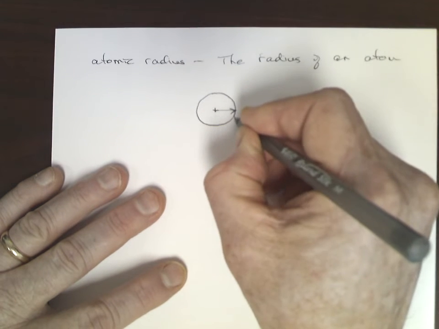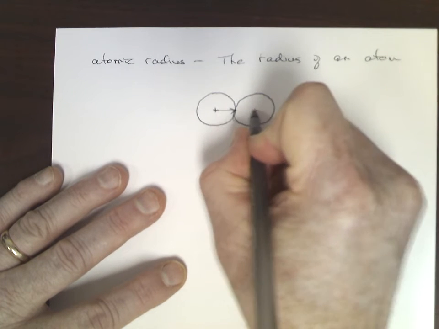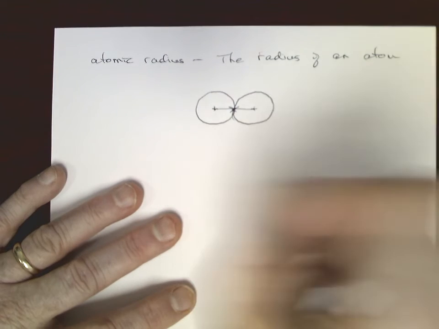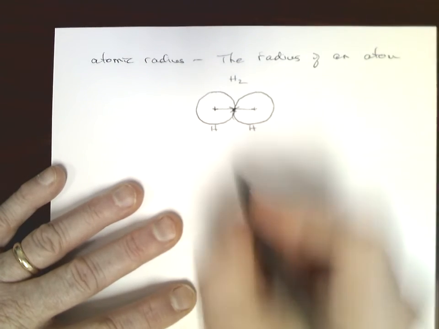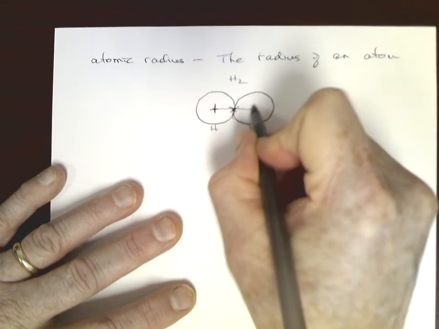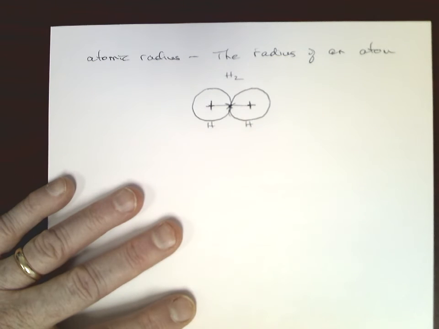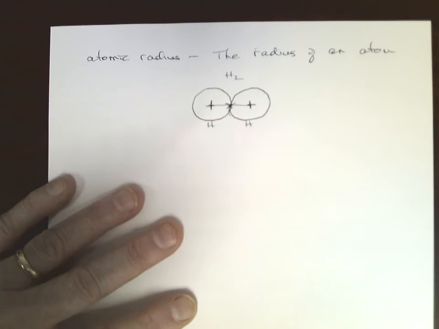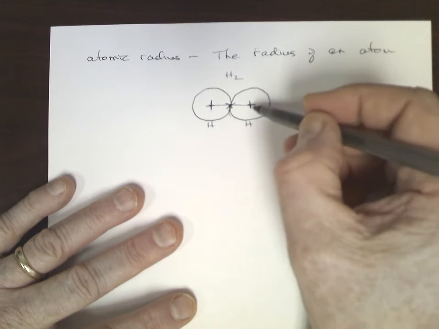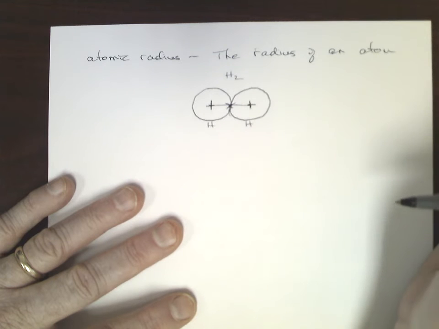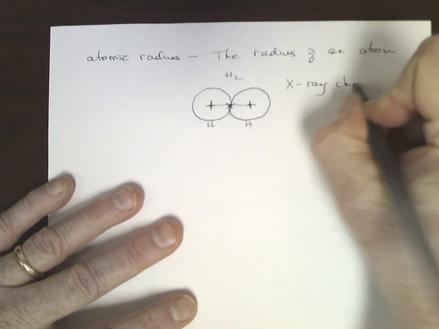So the way we actually do that is we bond that atom to another atom. And let's say this is a hydrogen bonded to a hydrogen, so we have H2. We take the distance between the two nuclei, we take that total distance and divide it by 2. And that gives us the radius of one hydrogen atom. Now, you might ask, well, how do we know the distance between two hydrogens? That can be figured out using X-ray crystallography.